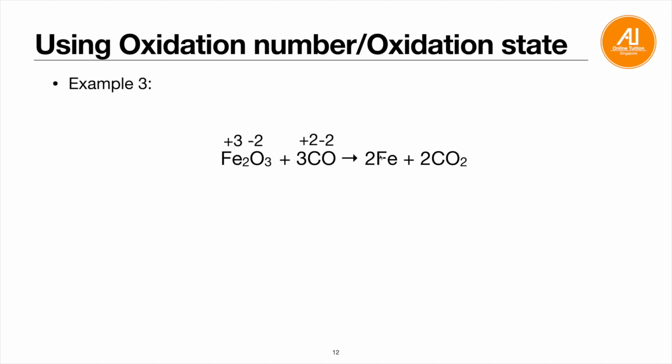Next, iron is an element, so it's just 0. CO2: oxygen is always minus 2 in a compound, so that's minus 4, so carbon must be plus 4 to balance out. Alright, let's see who oxidizes or who is reduced. Your iron goes from plus 3 and decreases to 0. If the oxidation number decreases, it means you are reduced.